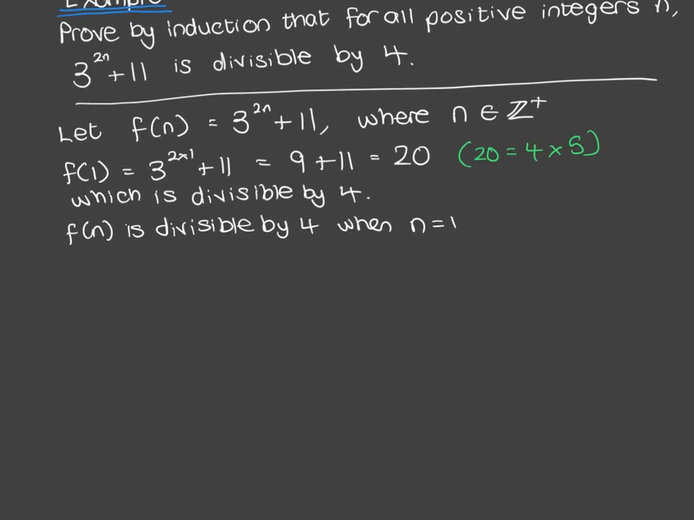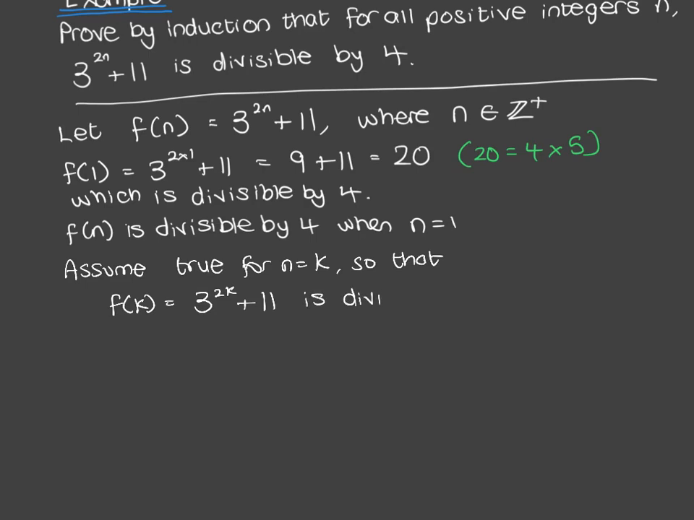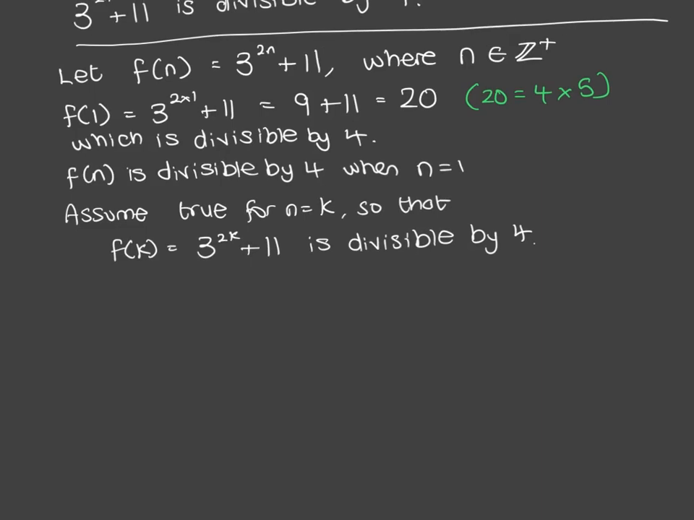So the next step is the assumption step, isn't it? So I'm going to assume that this is true for n equals k. So that means that f of k, which equals 3 to the power of 2k plus 11, is divisible by 4. So we're assuming that that is definitely divisible by 4. And the next step was this inductive step.